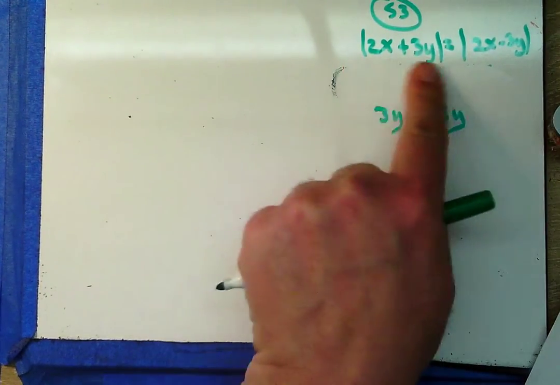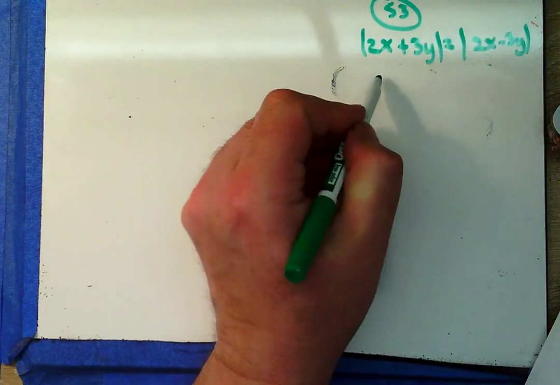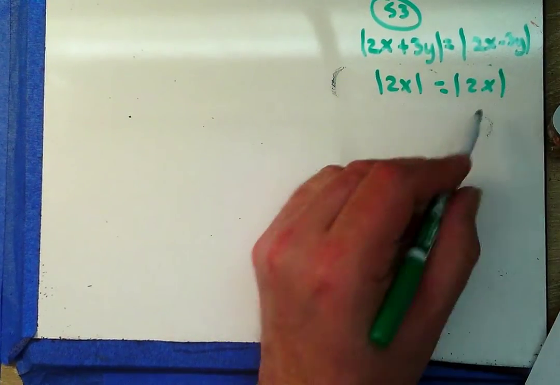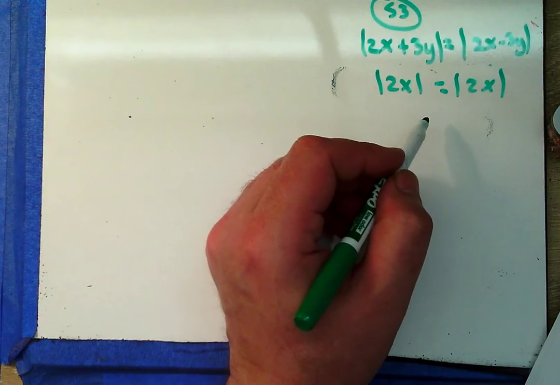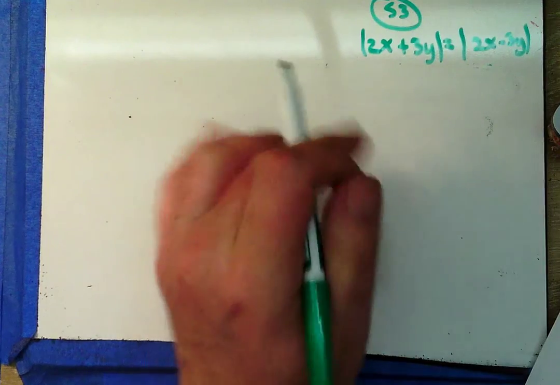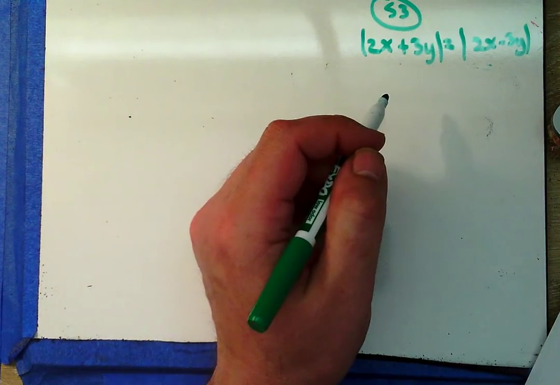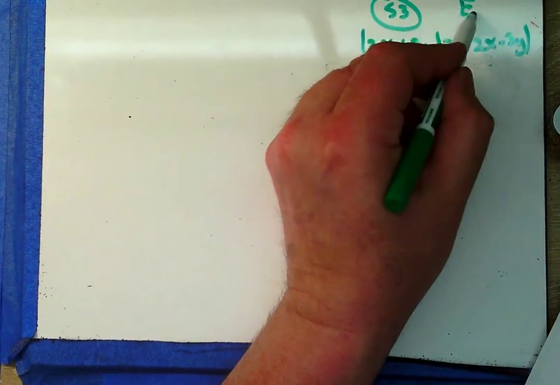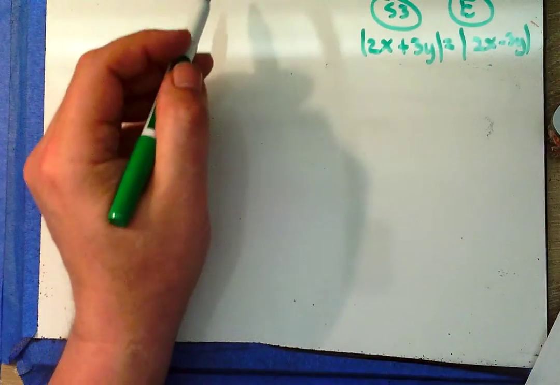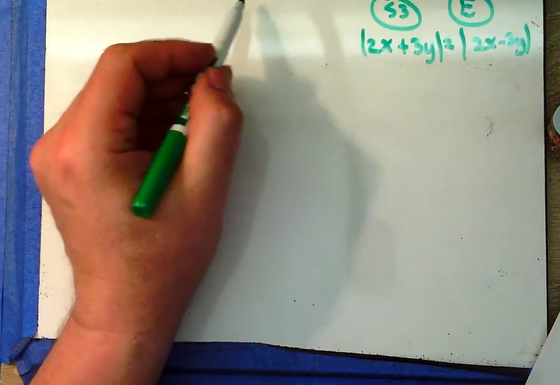Let's see what happens when we make y equal to 0. We get absolute 2x equals absolute 2x, and those are the same as well. And so either x or y could be 0 in this case, and that's choice E. Either x or y could be 0. They don't both have to be. Just one of them could be.